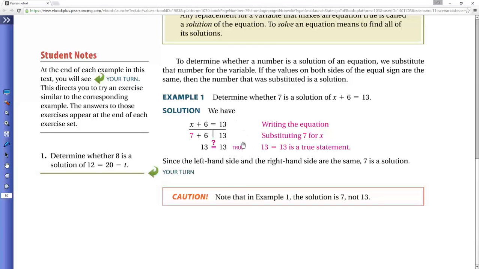So the key here is to understand what a solution is. It is a value that, when I put it into the equation, makes it true, so both sides are equal. Okay. And then these cautions come up in the book, and I'll point this out probably several times; they're usually common errors. It says, note that in example 1 the solution is 7, not 13. We tend to start thinking more in elementary school kind of things where it's what it's equal to. No, a solution is what makes this true. Okay, so there is a difference there.